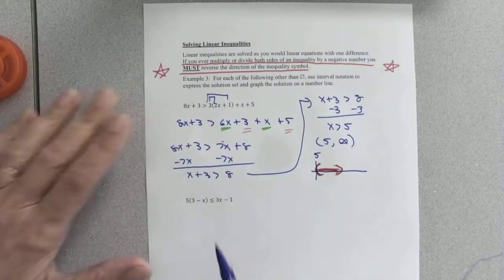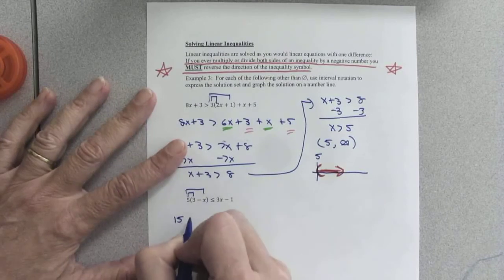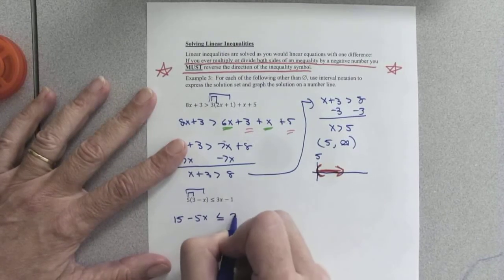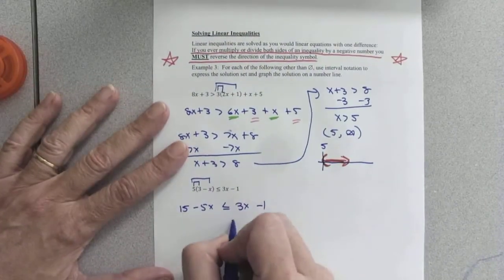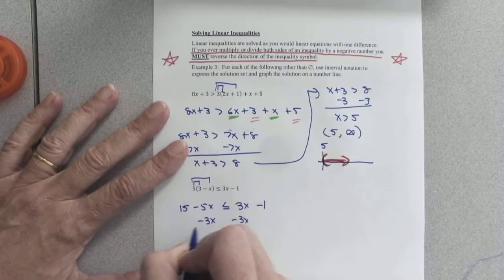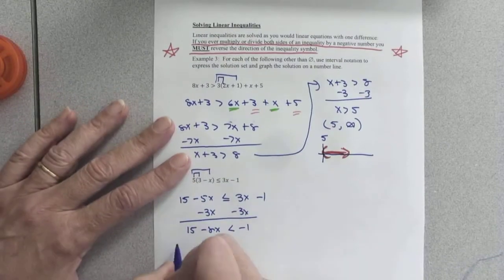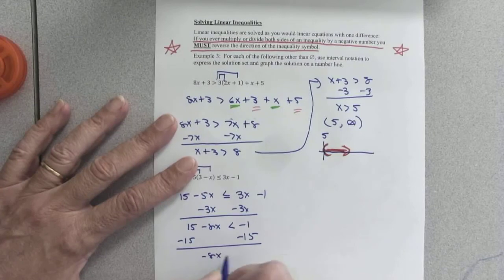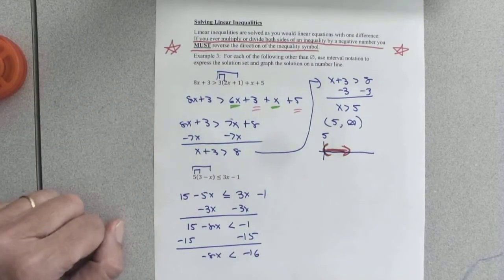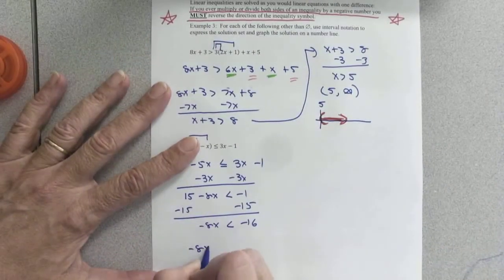Next one, start the same way. I'm going to distribute. So it's 15 minus 5x is less than or equal to 3x minus 1. Get my x's together. So I'm going to subtract the 3x from both sides. And I get 15 minus 8x is less than or equal to negative 1. Subtract the 15 from both sides. Negative 8x is less than or equal to negative 16. And then divide both sides by negative 8.